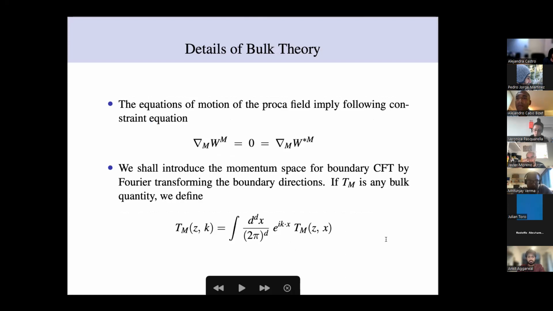For later purposes, we also note that the equation of motion of the Proca field implies this auxiliary condition, such that nabla^M W_M, the covariant divergence of the Proca field, is 0. We shall introduce momentum space for the boundary CFT by Fourier transforming the boundary directions. This we can do because on the boundary we have translation invariance. We cannot do this for the bulk direction. So if T_M is any bulk quantity, we Fourier transform in x but keep z as it is.